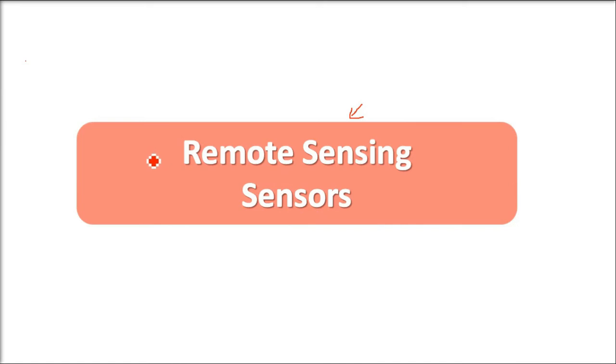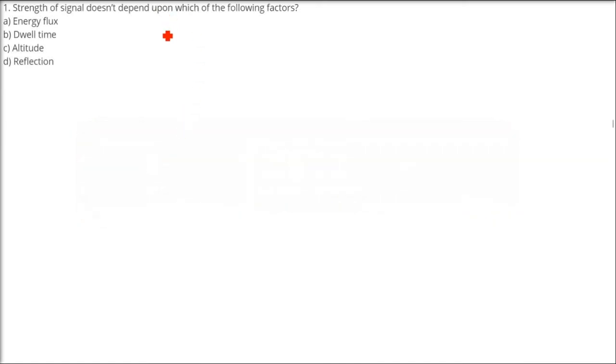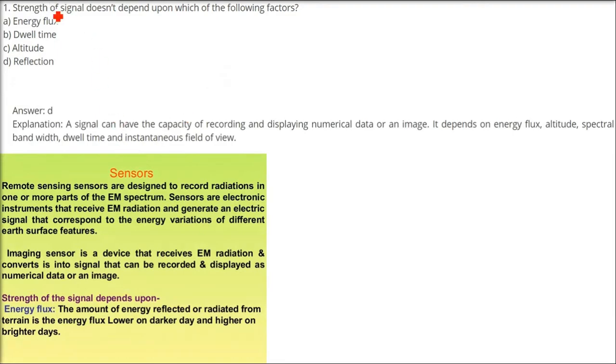In remote sensing, we will talk about sensors through the questions. So we have different satellites, we have airborne platforms, there are sensors on board and they will sense the electromagnetic energy. So the question is, strength of signal doesn't depend upon which of the following factors. So the answer is reflection. Whenever we are talking about any signal, the power, the intensity, it depends first on energy flux, dwell time, altitude. It depends on all of these, but reflection, it doesn't depend.